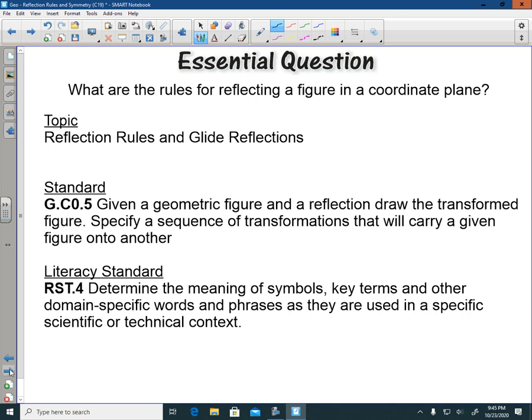So your new notes are going to start with the topic, reflection rules and glide reflections. Right underneath that, you've got your essential question: what are the rules for reflecting a figure in a coordinate plane? That's the essential question we're going to answer today. And then go back to your table of contents and add this topic, reflection rules and glide reflections, and whatever page number you're on so that you can find this stuff later.